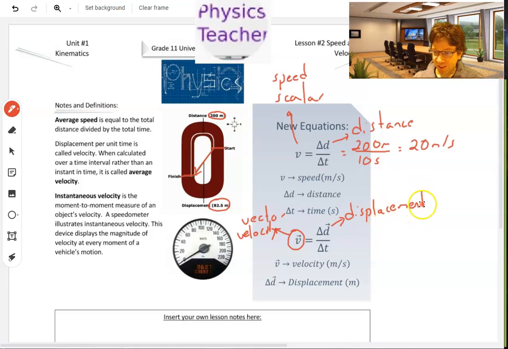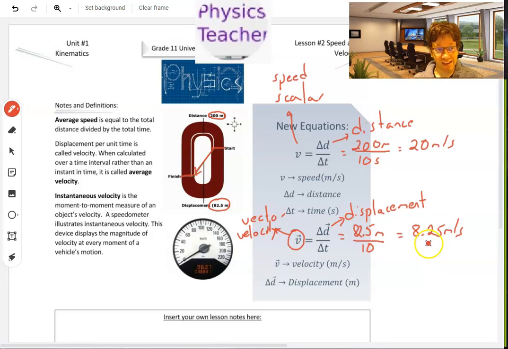So in the example we just looked at, our displacement was 82.5 meters. And our time, well, same amount of time. I forgot the 2 here. 82.5 meters divided by 10 seconds, and we only get 8.25 meters per second. So our speed and velocity are very different.